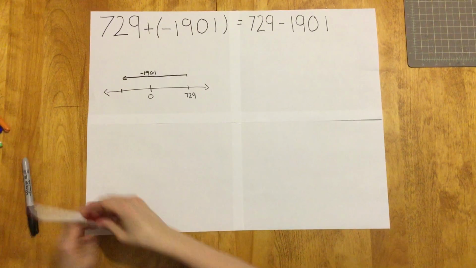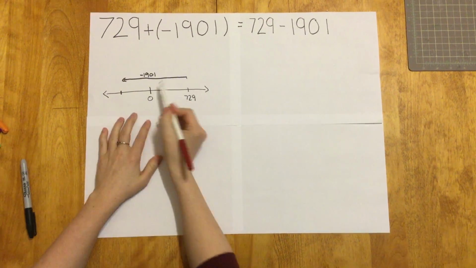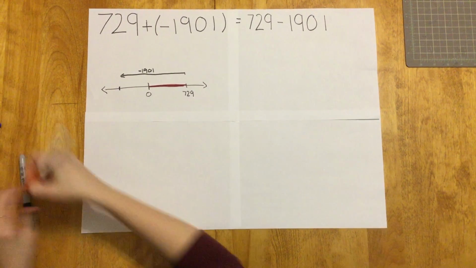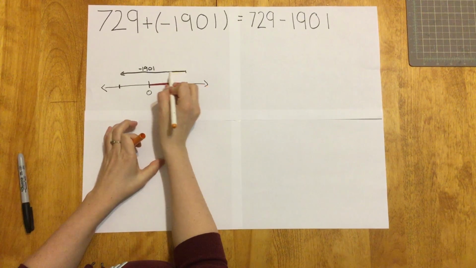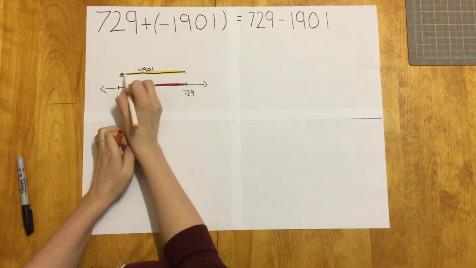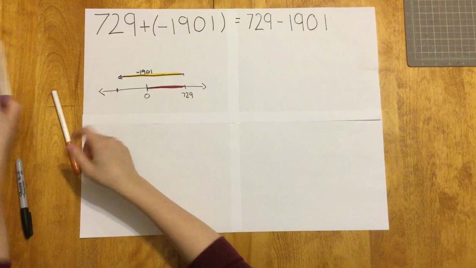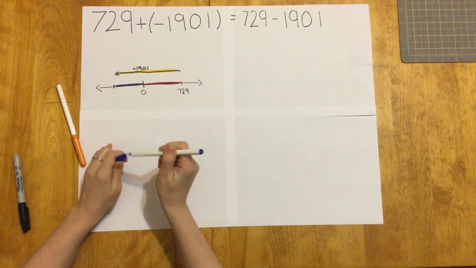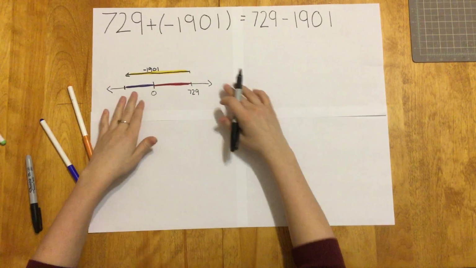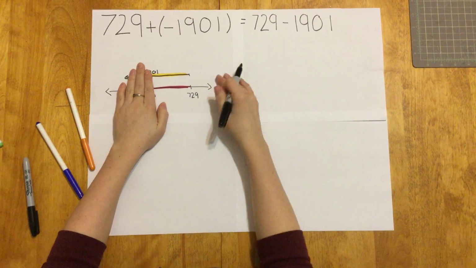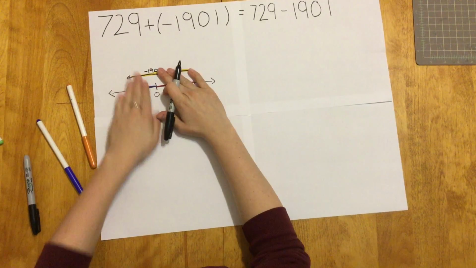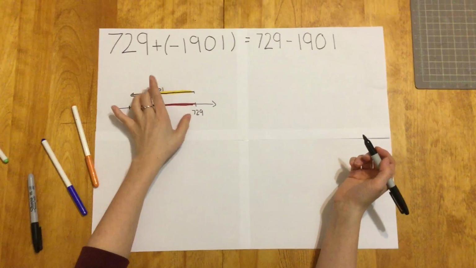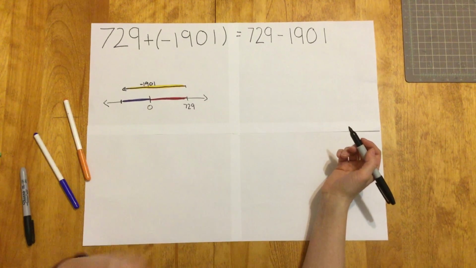So now, since we know that this is 729 here, this space, and we know that the total is 1,901, all we need to find is the space to the left of the zero. So we can visually see what we need to do here. So we have this portion of 1,901, but we need to find this portion on this side. So to do that, we just need to find the difference between these two numbers. So we can think of this as a subtraction equation.